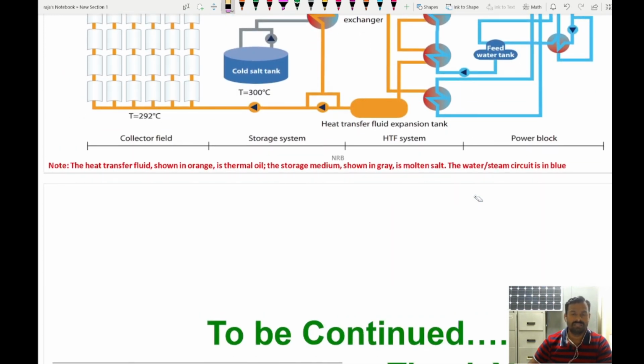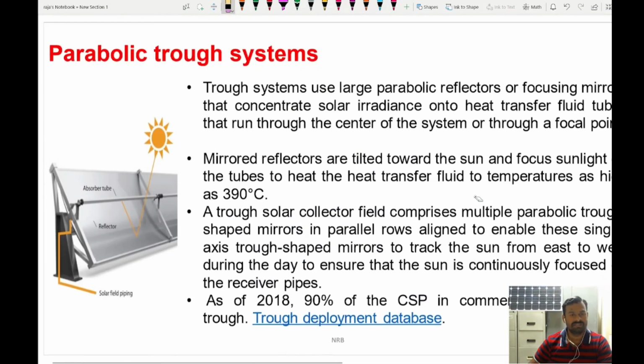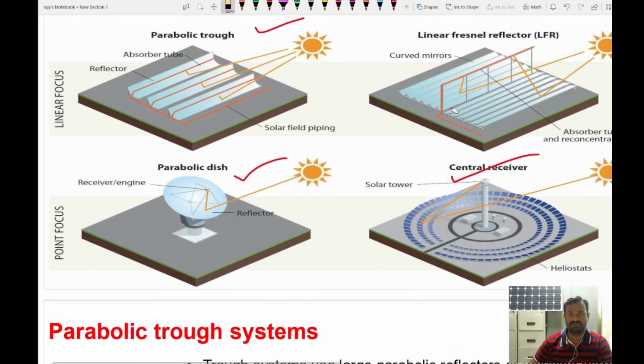So we have three other methods as well, as I showed here. We have the linear Fresnel reflector, and also the central receiver and the parabolic dish. These three methods I will explain in the forthcoming videos.